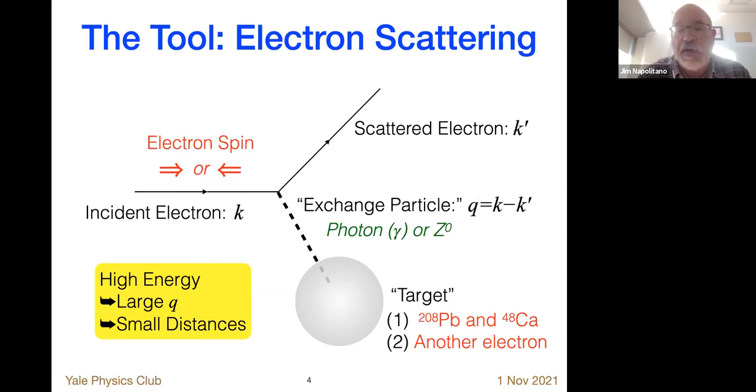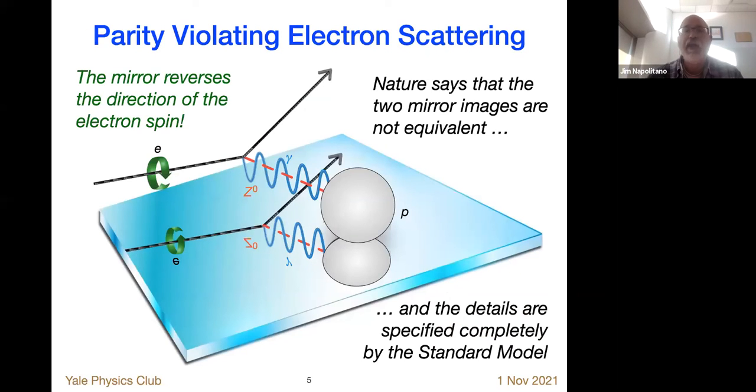The second experiment, the target is simply going to be another electron. So that'll be electron-electron elastic scattering, a process which is perfectly predictable in the context of the standard model. So those are the two experiments we'll do. We're all going to be doing this with electron scattering. The key here is that we'll be using parity violating electron scattering.